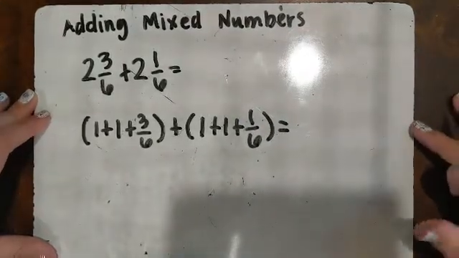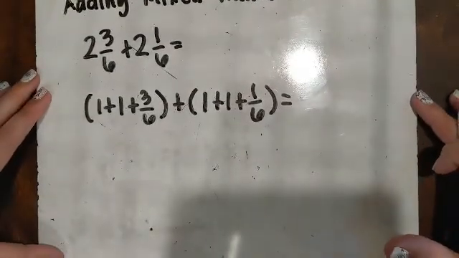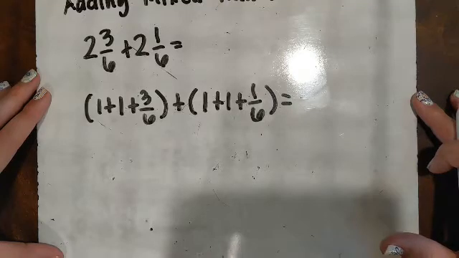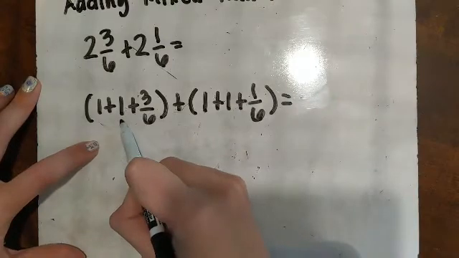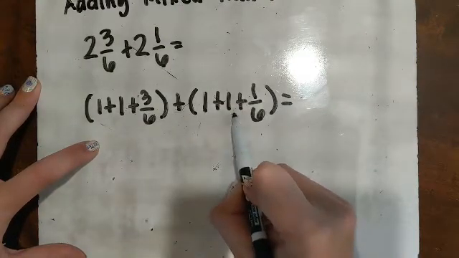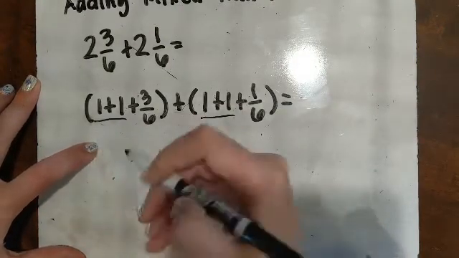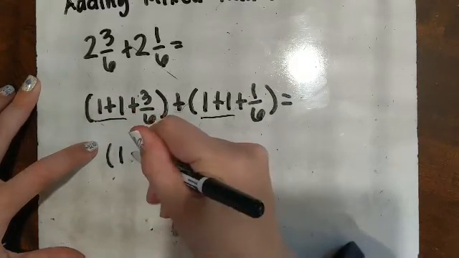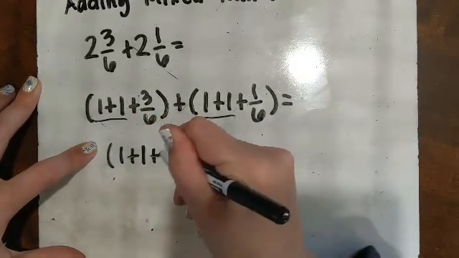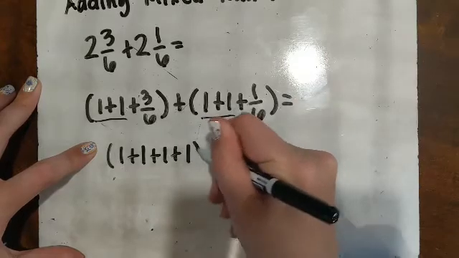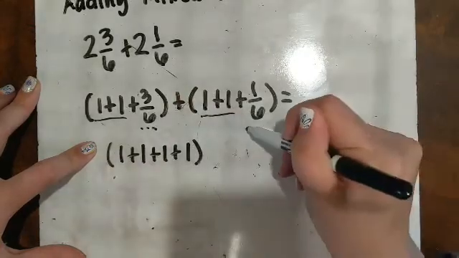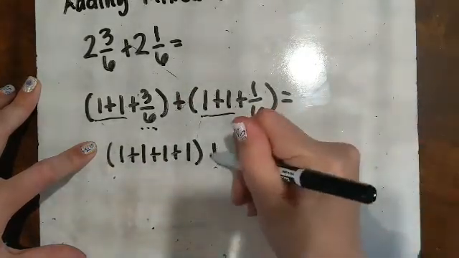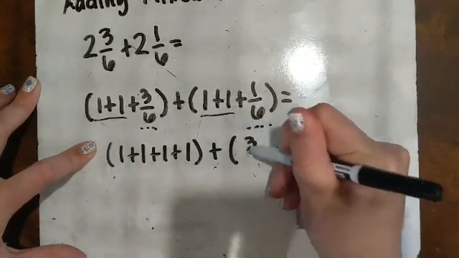Okay, go ahead and pause and finish solving this on your own, please. Okay, now that you've solved it on your own, you can go ahead and watch me do it. So I have 1, 2, 3, 4 whole numbers. So I'm going to group those all together because associative property says it doesn't matter how you group things when you're adding. Okay, there's my 4. And then I have a fractional part here and a fractional part here. So I'm going to add those together.